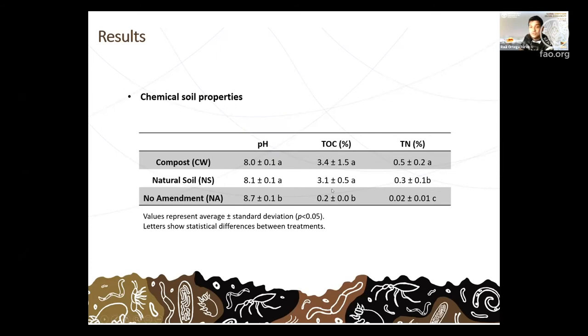Meanwhile, in controlled soils, the values were near to zero, despite the mining activity ending 10 years ago. Soil with compost show the highest nitrogen contents compared with other treatments, and again, controlled soil, non-amended, shows nearly no nitrogen content.